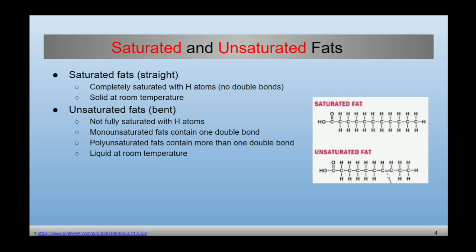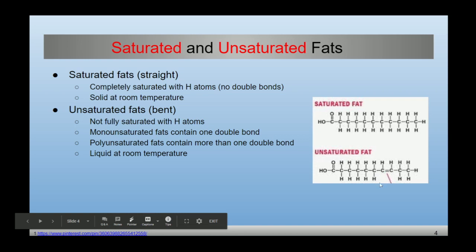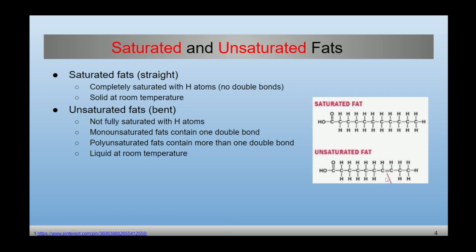You can see how this double bond takes away the spot of two hydrogen atoms. Thus, it's called unsaturated because it's missing two hydrogen atoms that it would be saturated with above. And those tend to be liquid at room temperature.